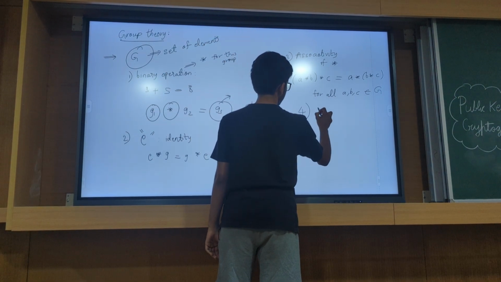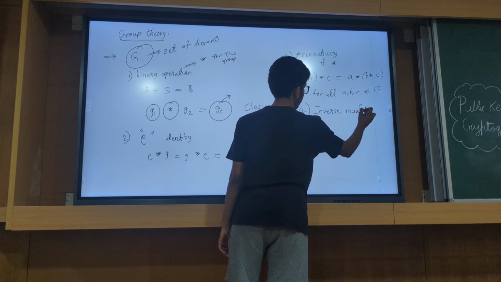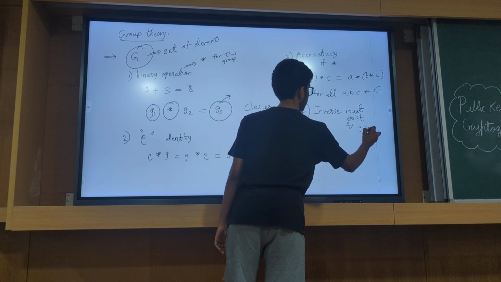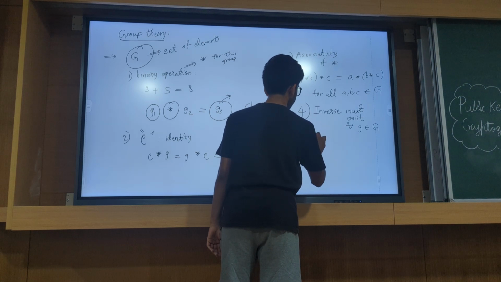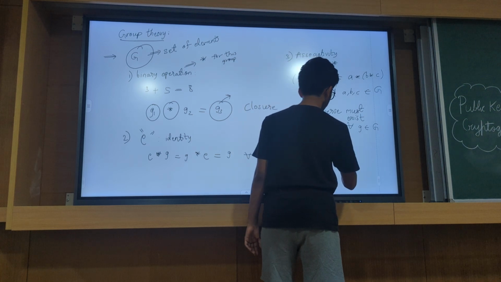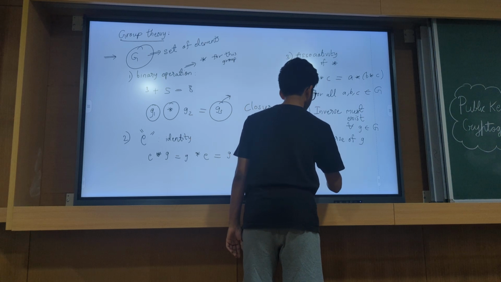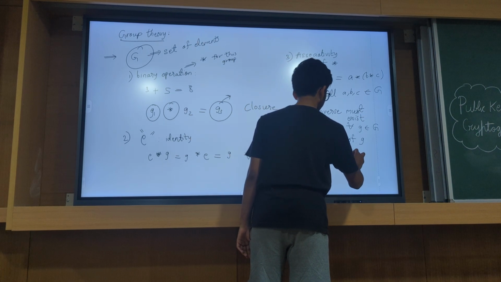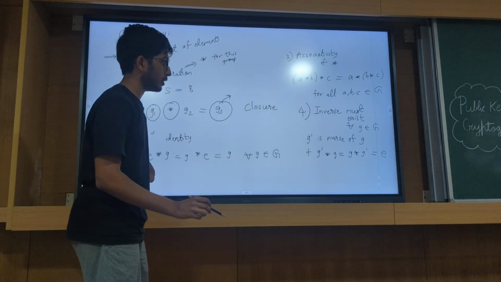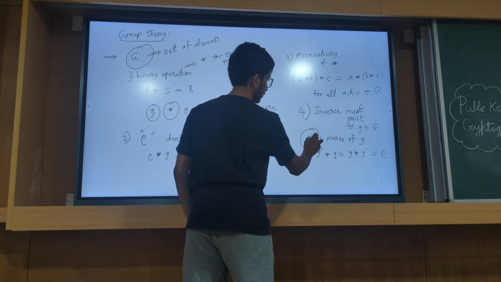And the last property is that an inverse must exist for every element. So what does inverse mean here? G dash is the inverse of G. G dash is an element in the set, and G is an element in the set. G dash is called the inverse of G if G dash star G equals G star G dash equals identity E, which we defined in the second property. So for every element G, there must exist an element G dash in the set such that this is satisfied.